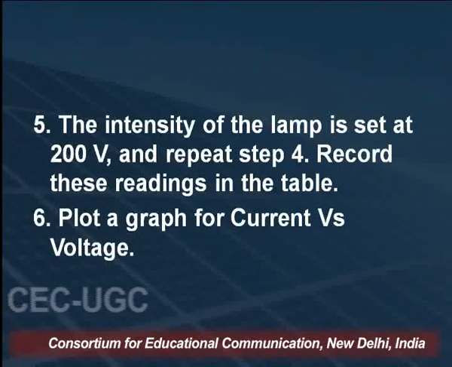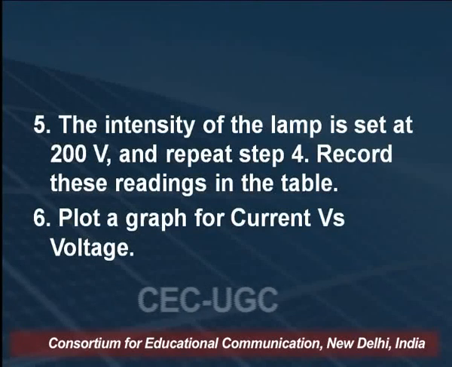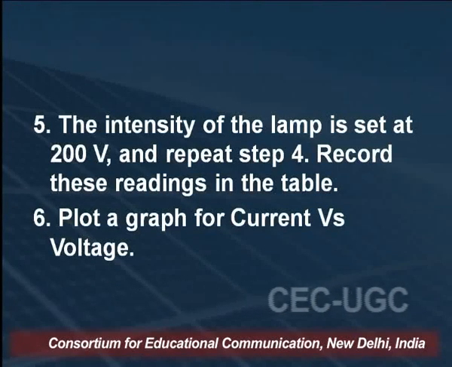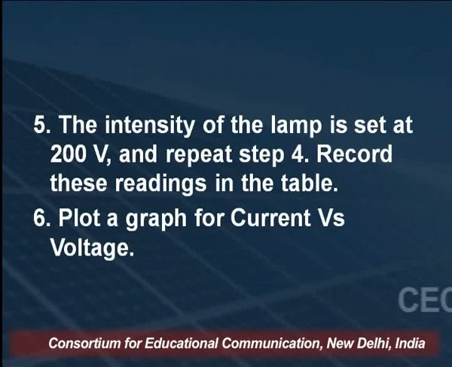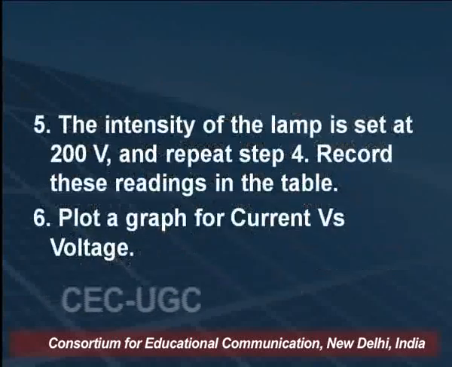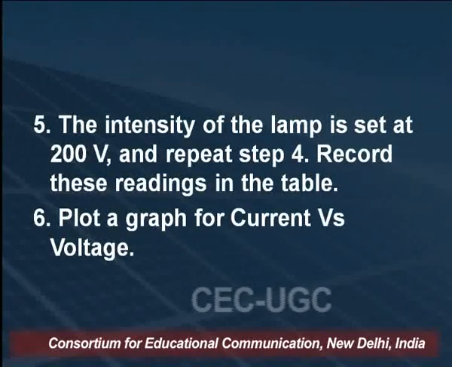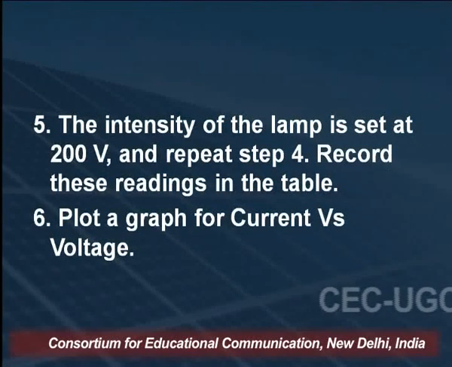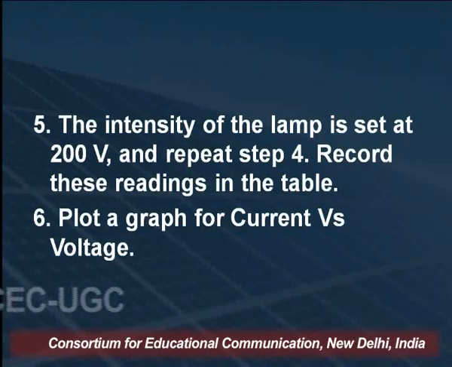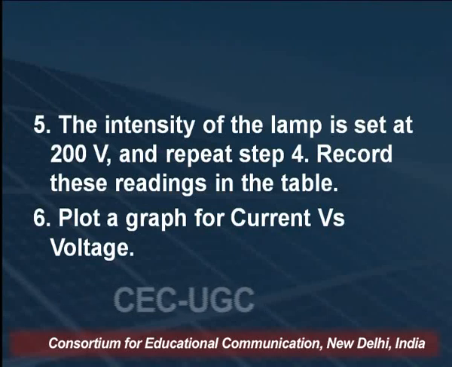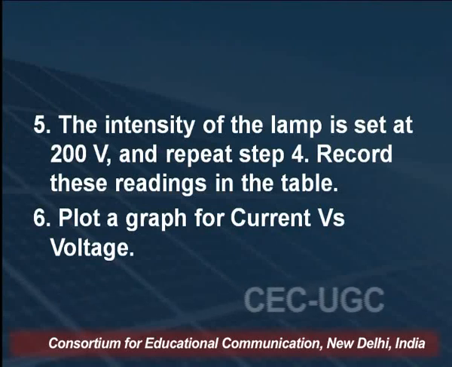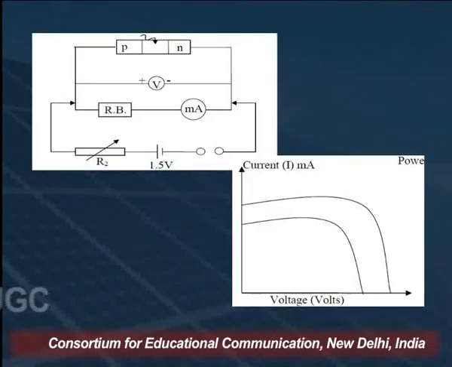Now the intensity of the lamp is set at 200 volt, from the 150 volt the intensity will change to 200 volt, and we will repeat it, means we just change the load and we will calculate the current and voltage, and we will record this in the table. Then we plot a graph between the current versus voltage.